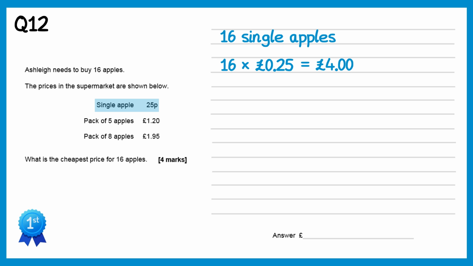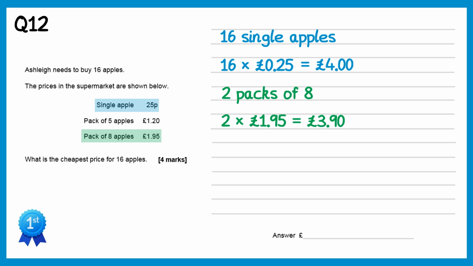Now what about if we use the pack of 8 apples? Since there are 8 in a packet and we only need 16, we just need 2 packs. So 2 packs of 8 apples is 2 lots of £1.95, which comes out as £3.90.